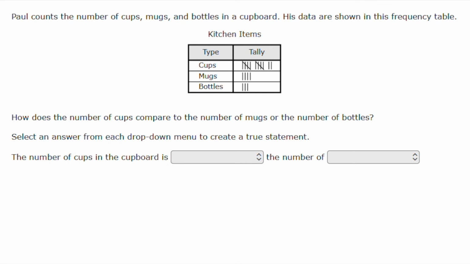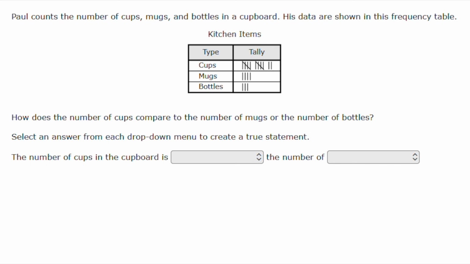All right, question 2 reads, Paul counts the number of cups, mugs, and bottles in a cupboard. His data are shown in this frequency table. So you have your kitchen items. The type is on the left side and the tally is on the right side. So we have 12 cups, we have 4 mugs, and we have 3 bottles. How does the number of cups compare to the number of mugs or the number of bottles? Select an answer from each drop-down menu to create a true statement.